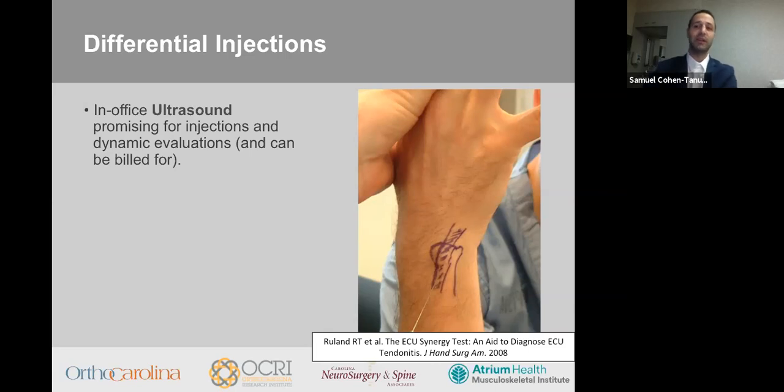Injections into joints can be done under mini C-arm or with the use of ultrasound. And it's getting more widespread use, both as a dynamic imaging modality, for ECU subluxation for example, or for injections. I'll note that it can be billed separately, and so I think this is one incentive to start using it. We're not really trained in using ultrasound, but I think it'll probably gain more widespread use. And that will be a good segue into the last section of this talk, which will be imaging.